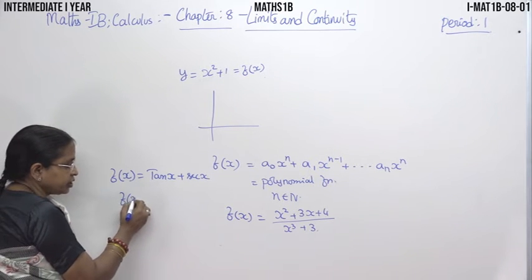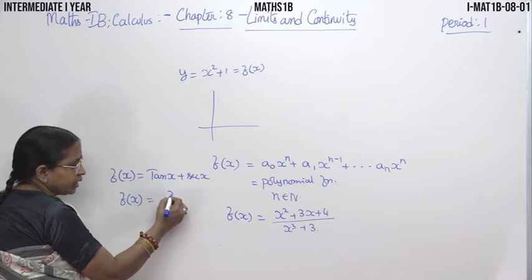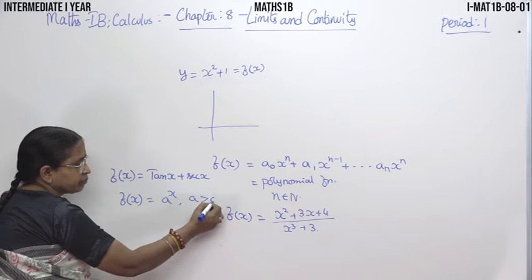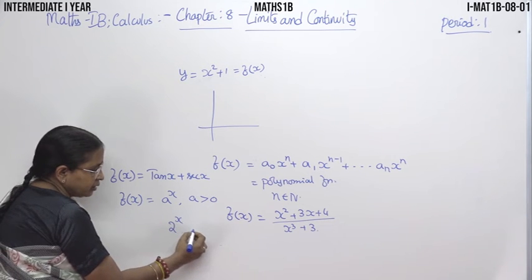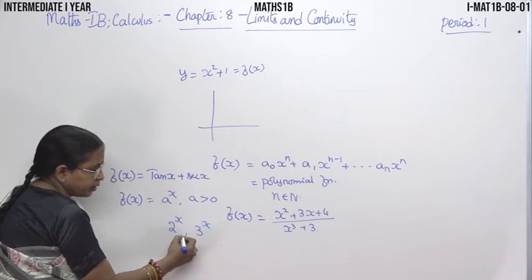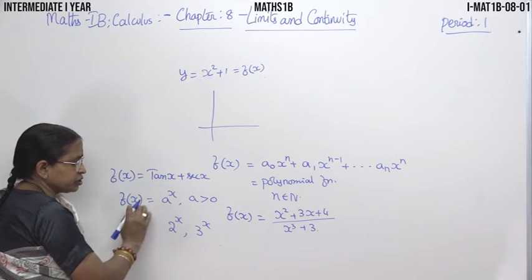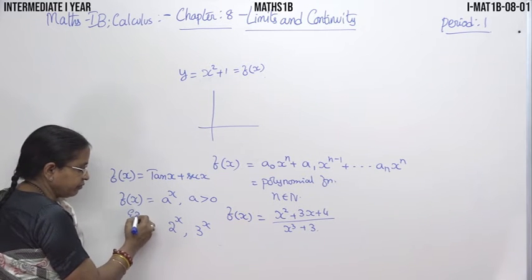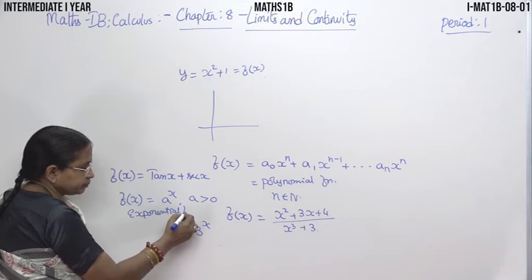Next, exponential function. Exponential function is a to the power x, where a is a positive number, like 2 to the power x, 3 to the power x, some 2.5 to the power x, like that. So this function is called as the exponential function.